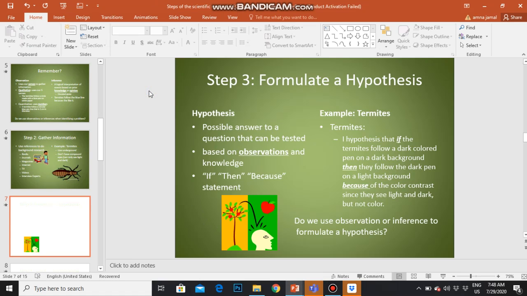So, for example, I hypothesize that if the termites follow a dark colored pen on a dark background, then they follow the dark pen on a light background because of the color contrast, since they see light and dark but not color. So, do we use observation or inference to formulate a hypothesis?